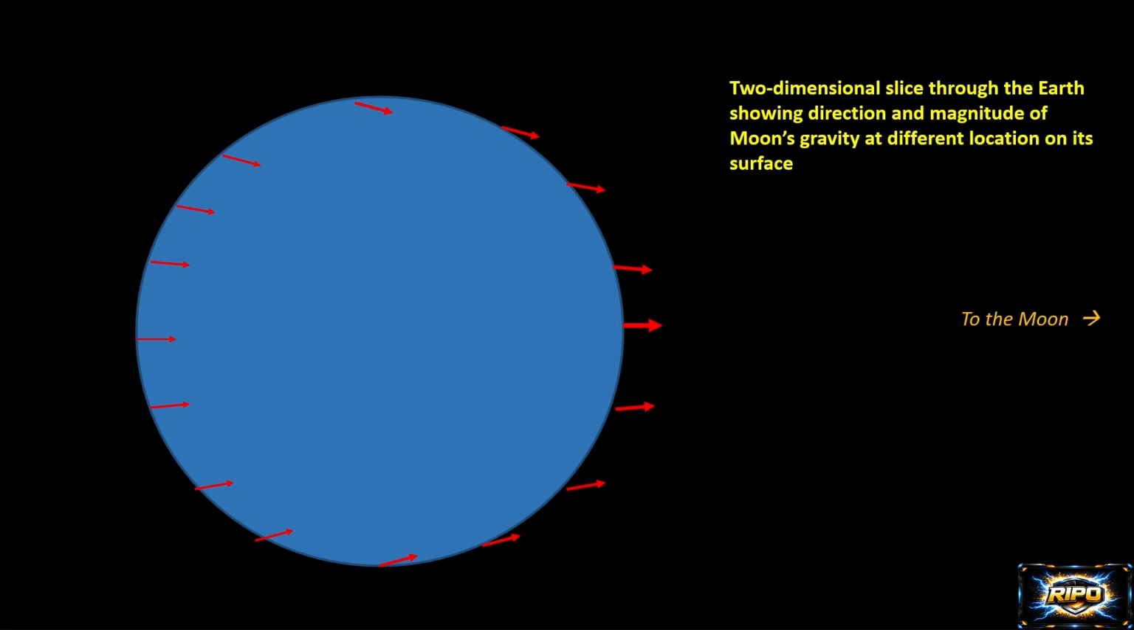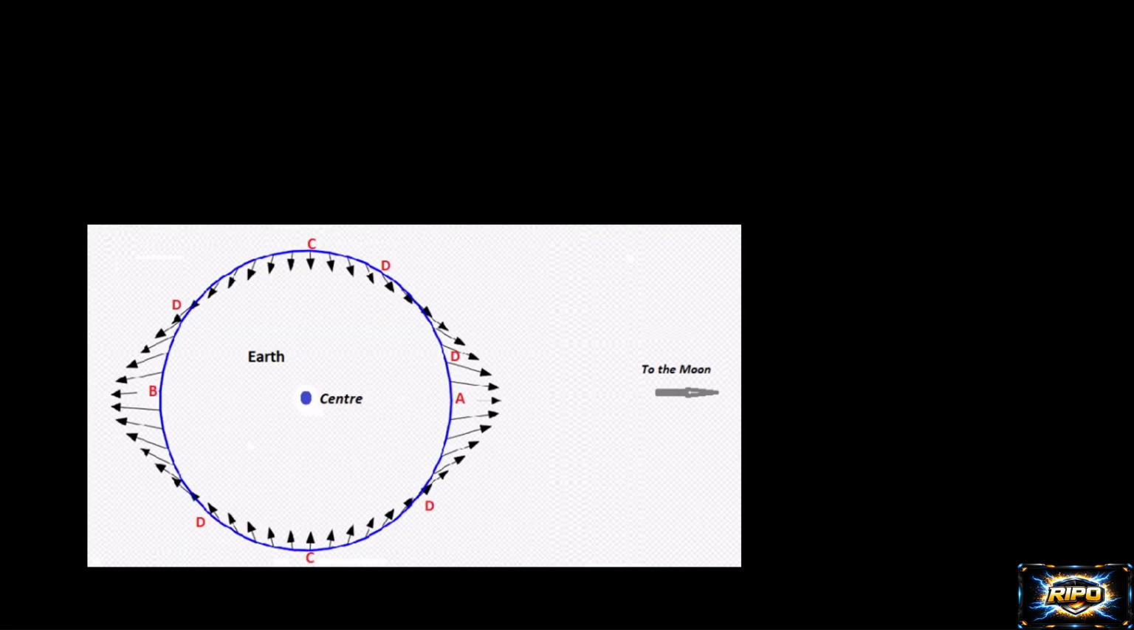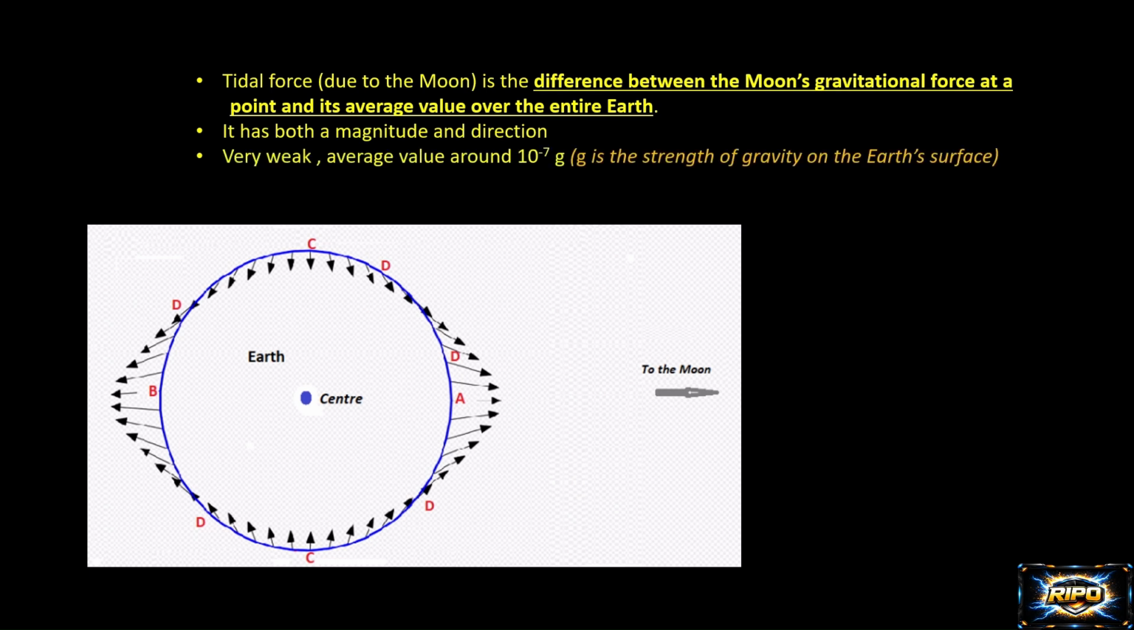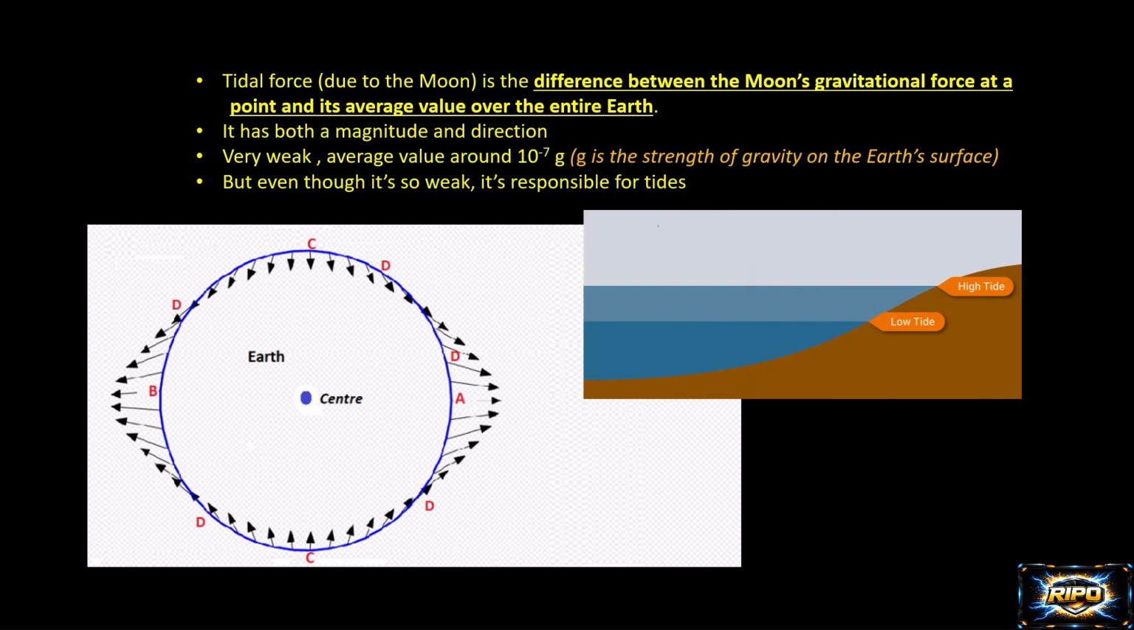If we take the Earth as a whole and another two-dimensional slice through it, we say the tidal force is the difference between the moon's gravity at a point and its average value over the entire Earth. So it has both a magnitude and direction. It's very weak, roundabout 10 million times weaker than the Earth's gravity. But even though this force is weak, it is the force responsible for tides, the raising and lowering of the sea level twice a day.